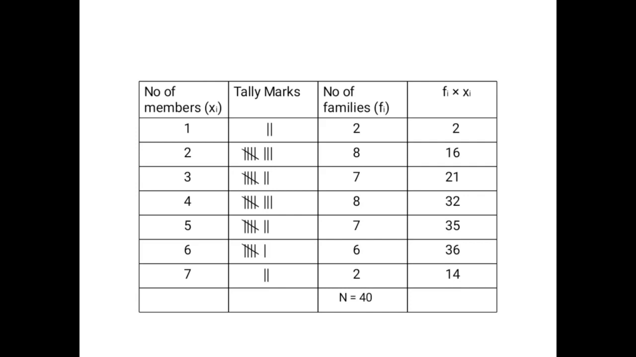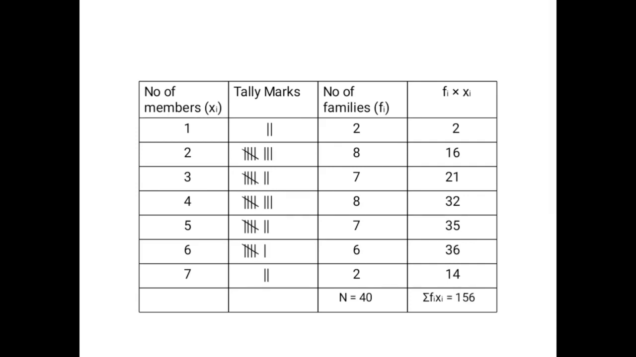2 plus 16 is 18. 18 plus 21 is 39. 39 plus 32 is 71. 71 plus 35 is 106. 106 plus 36 is 142. 142 plus 14 is 156. So the total number of fi into xi, sigma fi xi, is equal to 156.